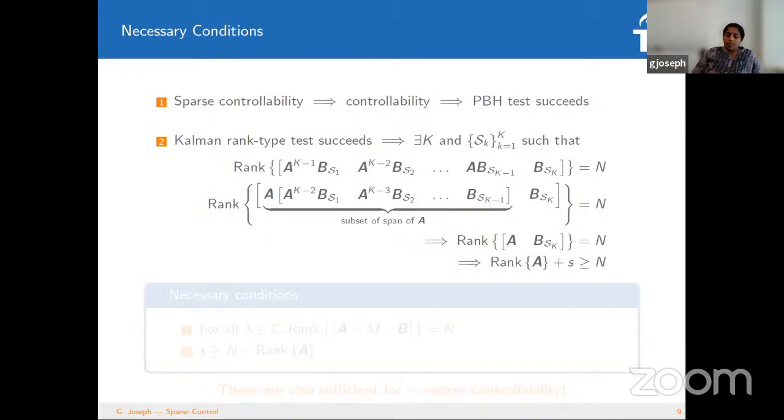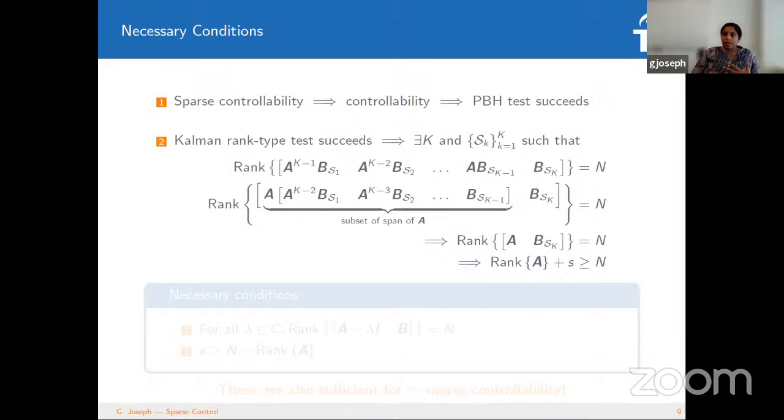First thing is, if your system is sparse controllable, meaning if you can control your system using sparse inputs, definitely your system is going to be controllable. Because if you cannot control the system using any inputs, then you cannot hope to control it using sparse inputs. So sparse controllability immediately implies controllability. And we know controllability immediately implies the PBH type test or Kalman type test. So if the system is sparse controllable, then the PBH test for the unconstrained system should succeed. That's one basic observation.